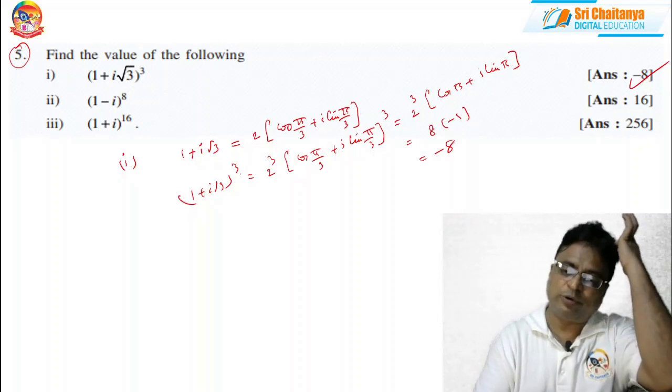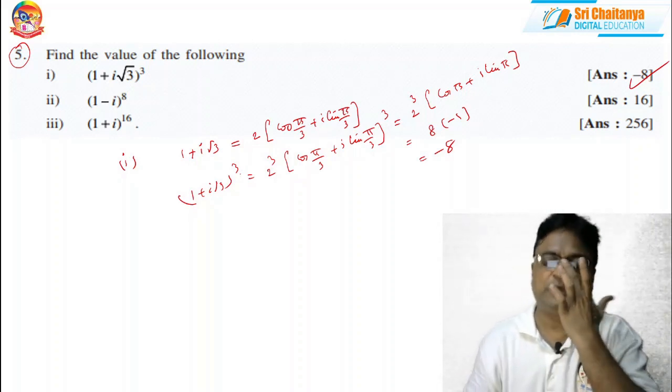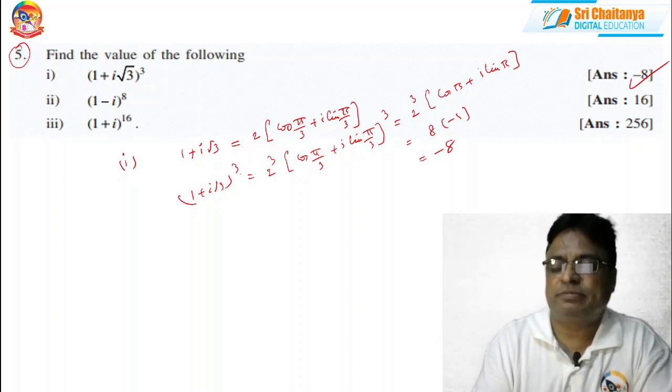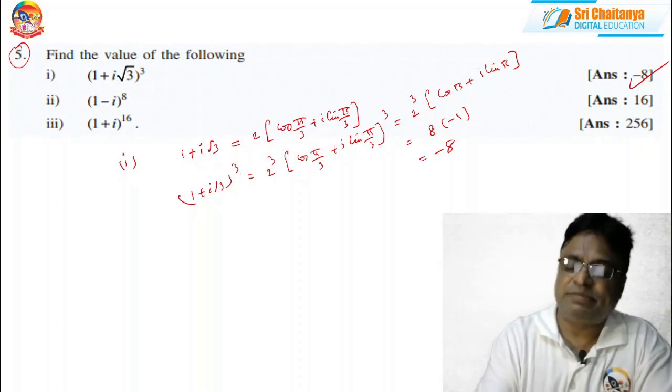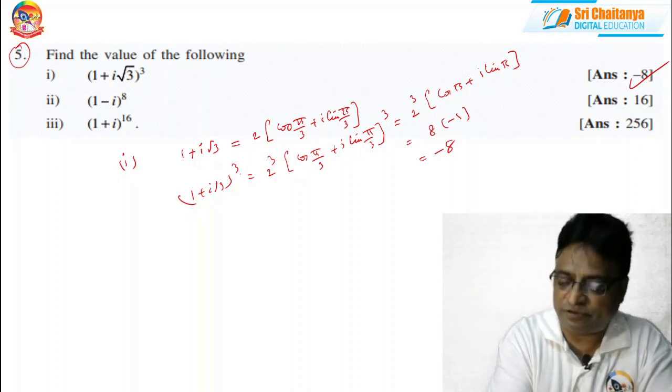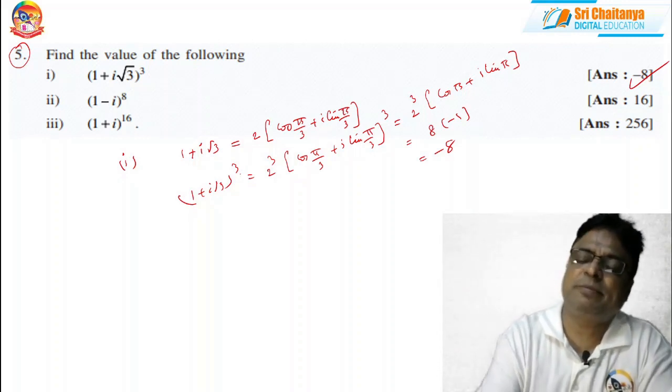Though you are good at a plus b whole cube, if you are applying it, since it is a simple problem, there is no problem. Otherwise, depending upon the higher powers, you may get problems. So better to write it in modulus amplitude form and apply De Moivre's theorem there.